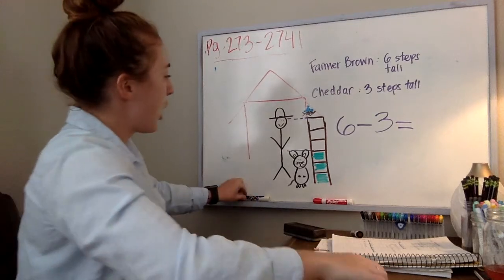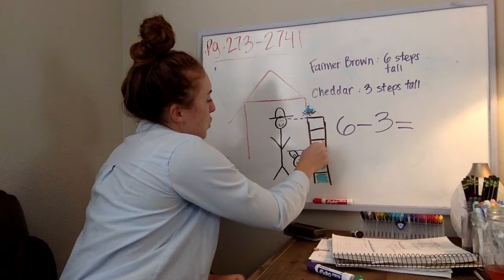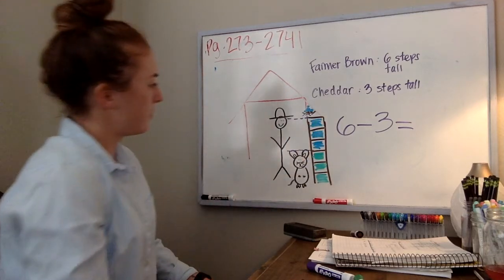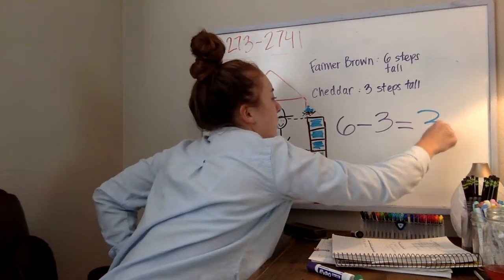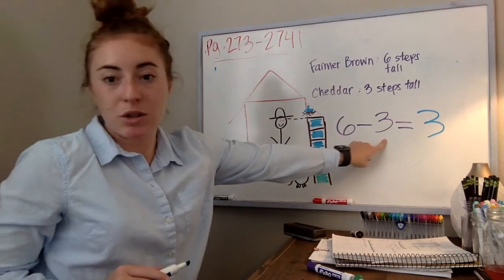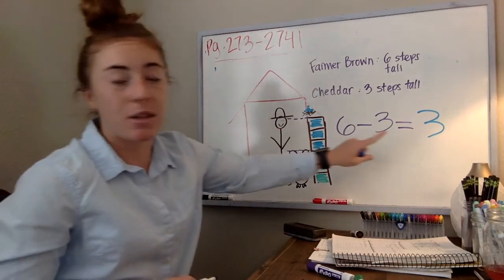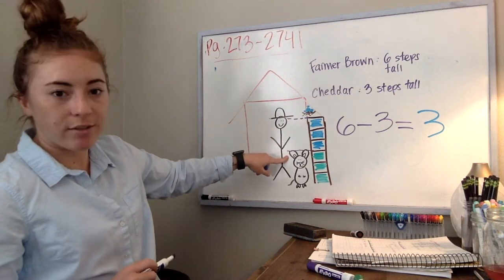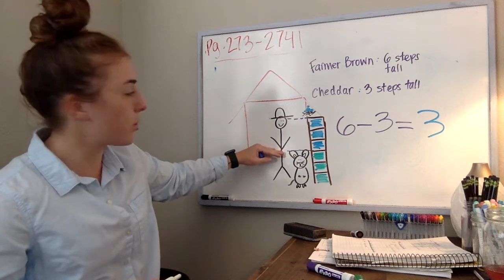Okay, so how many steps are in between Cheddar and Farmer Brown? 1, 2, 3. 6 minus 3 equals 3. So Farmer Brown is 3 steps taller than Cheddar. Farmer Brown is taller than Cheddar, that's true.